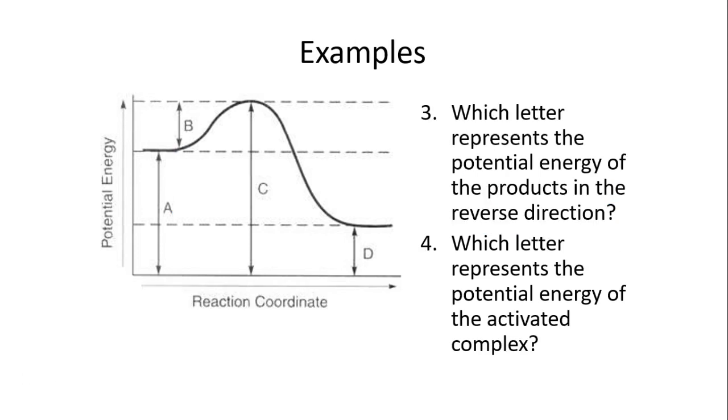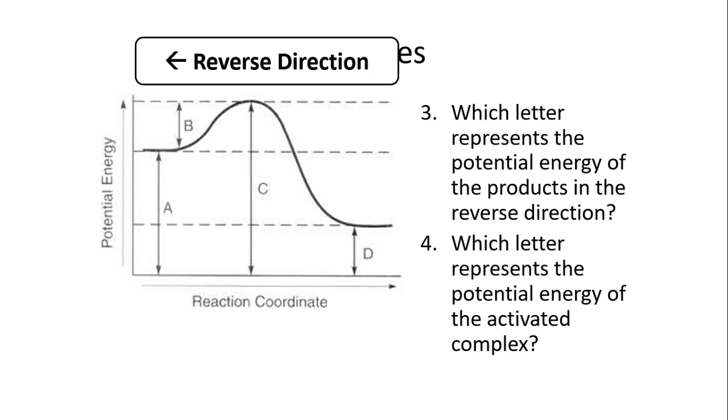All right, number 3, which letter represents the potential energy of the products in the reverse direction? Okay, so here we have a graph. If we're going in the reverse direction, we're going that way, so from right to left, which means if we're going from right to left, the reactants are here and the products are over here. All right, so which one is the potential energy of the products? Well, that could be best represented by A.